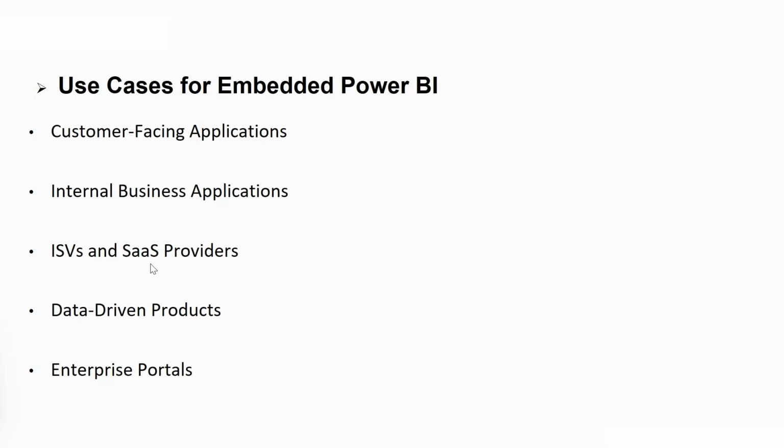The next one is ISVs and SaaS providers. Independent software vendors, that is ISVs, and SaaS providers can enhance their product by embedding analytics and reporting capabilities, adding value for their customers. The next one is data driven products. Companies that offer data driven products can embed Power BI to provide sophisticated data visualizations and analytical features as a part of their product offerings. The last one is enterprise portals. Large enterprises can integrate Power BI into enterprise portals and intranets, making data accessible to employees across the organization.